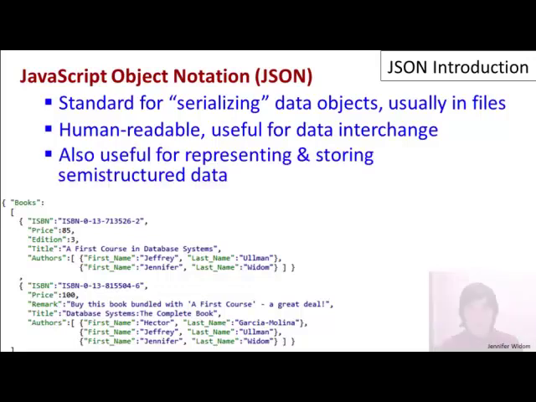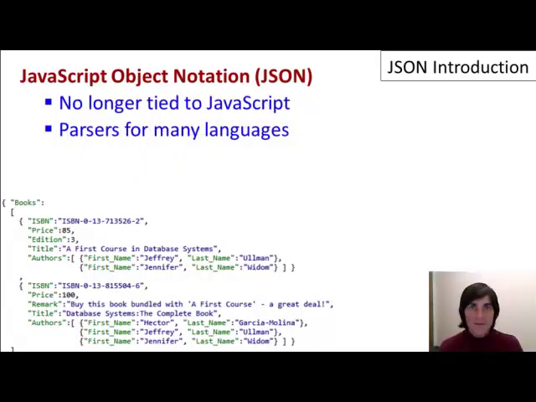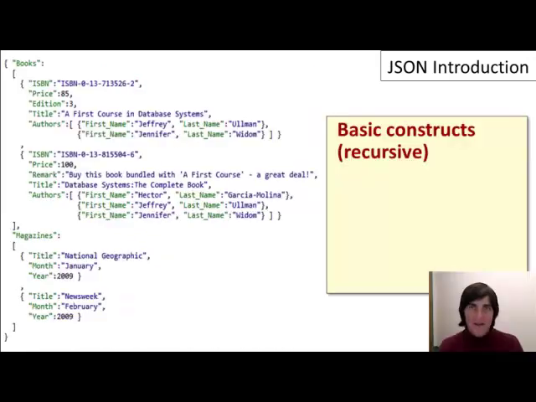Also, just more generally, because JSON is not as rigid as the relational model, it's generally useful for representing and for storing data that doesn't have rigid structure, that we've been calling semi-structured data. As I mentioned, JSON is no longer closely tied to JavaScript. Many different programming languages do have parsers for reading JSON data into the program and for writing out JSON data as well.